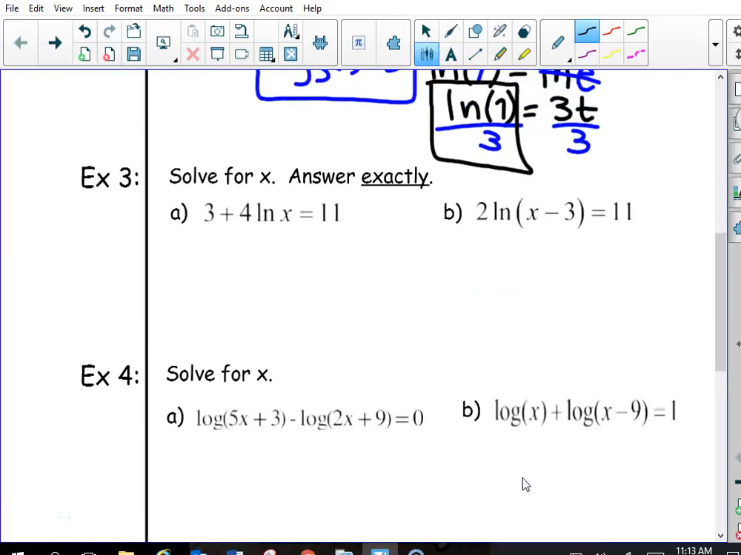Okay, on to slightly more complicated. Again, the point here is to isolate the logarithm before you apply an exponent. So we're solving logarithmic equations using exponents, and I'm going to get rid of everything but the logarithm before I apply my exponent.